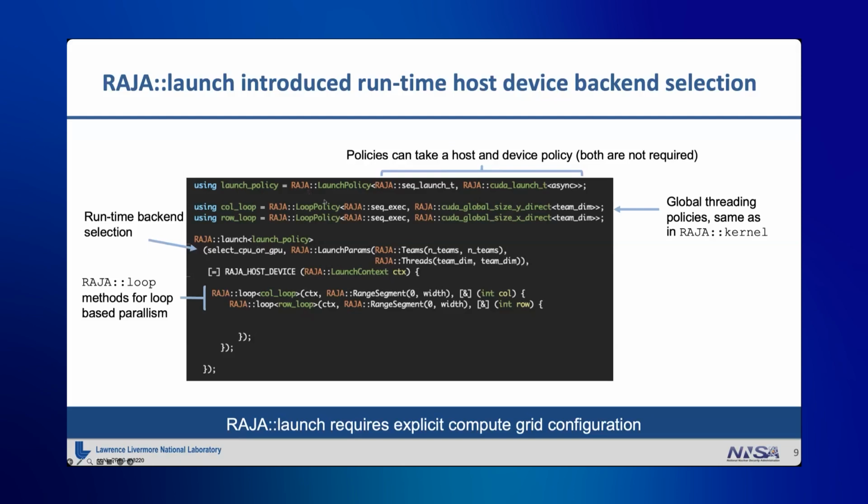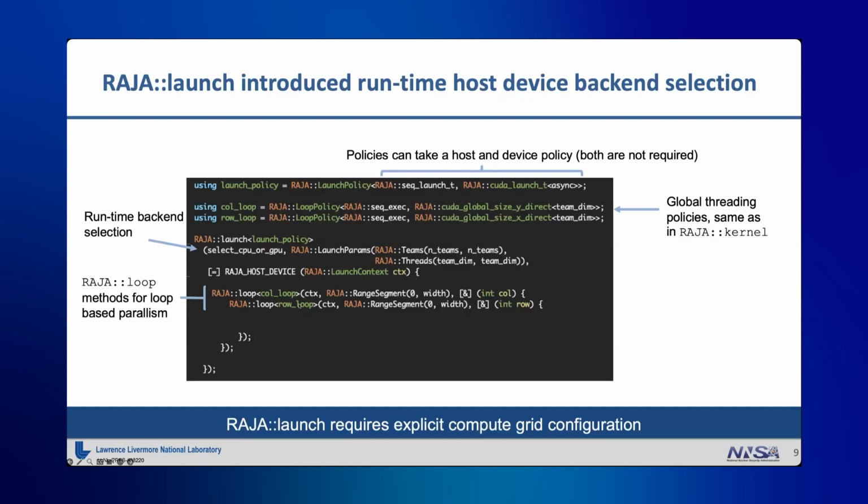So in this example here, we specify the launch policy, which corresponds to where the execution space is going to be launched. You can launch it on the CPU using sequential launch, or on NVIDIA using the CUDA launch policy. You can specify asynchronous or synchronous behavior of the kernel. And then each of the loop levels, you can specify to run sequentially or, as before, assign each loop level to a thread in the compute grid. And the threading policies are the same as what can be used in RAJA kernel.